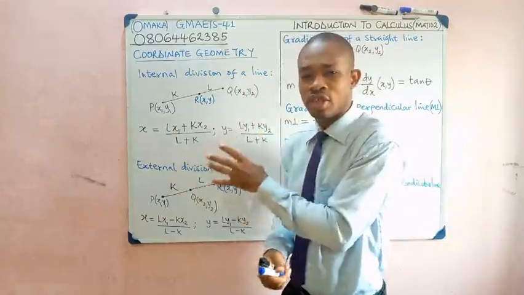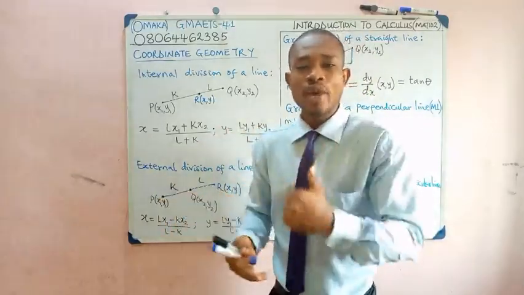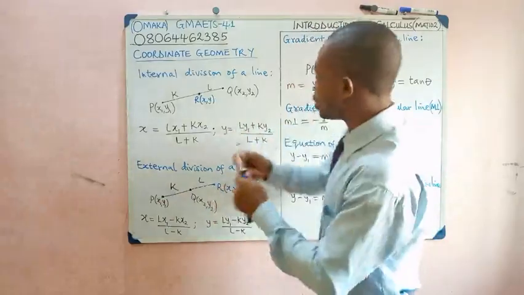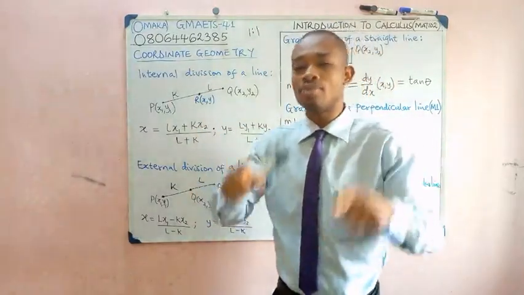In this case, for internal division, the point R now divides line PQ in a given ratio K is to L, where K is to L is not 1:1. It's not. If it is 1:1, then it means that point R is actually the midpoint of PQ.